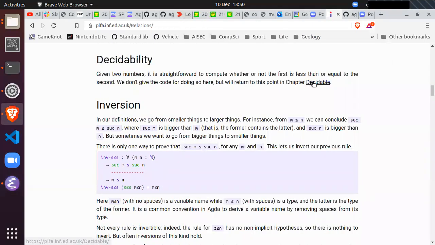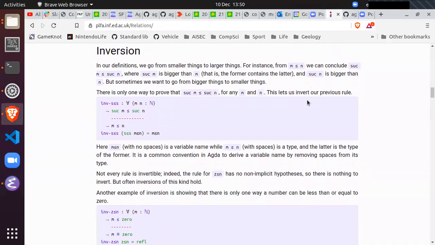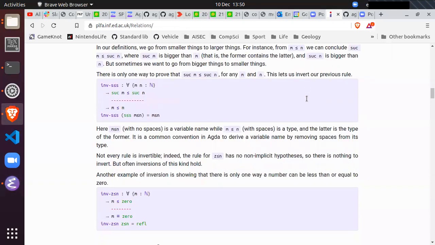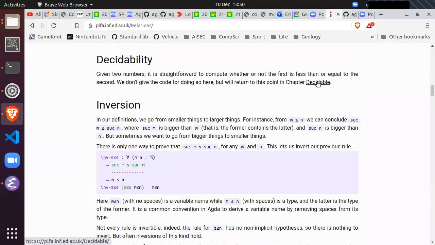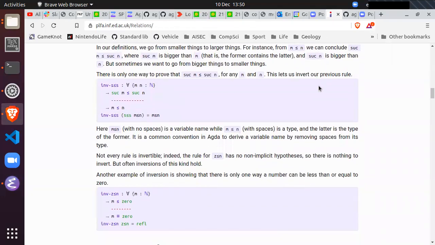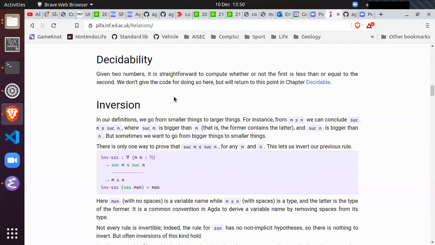Decidability. Oh, so they don't, not talk yet. We have to skip decidability. We haven't seen a sum type, and it's a couple of chapters before we do. So yeah, okay. We'll come back to decidability. Apologies. I saw the heading and got all excited.